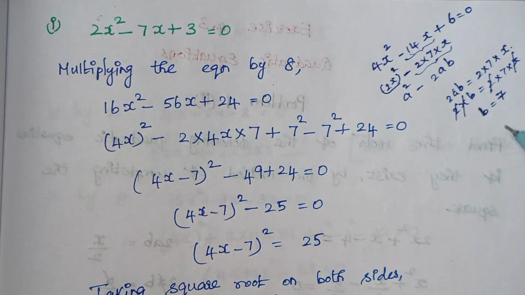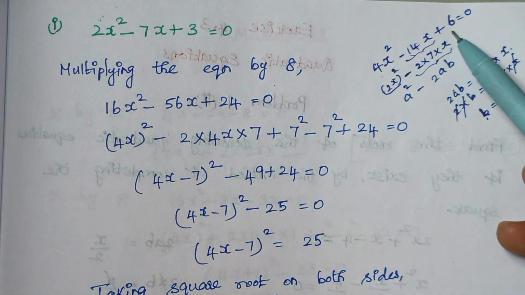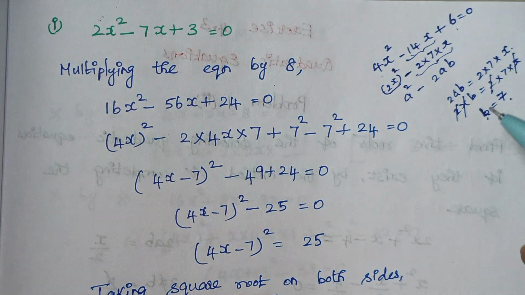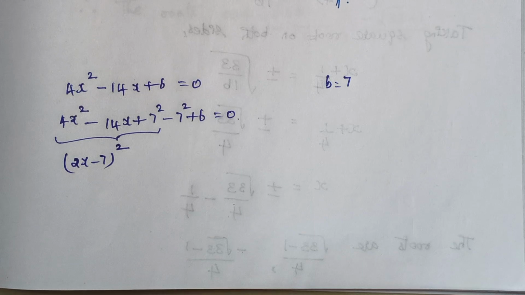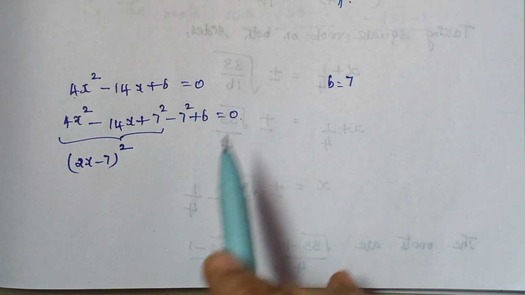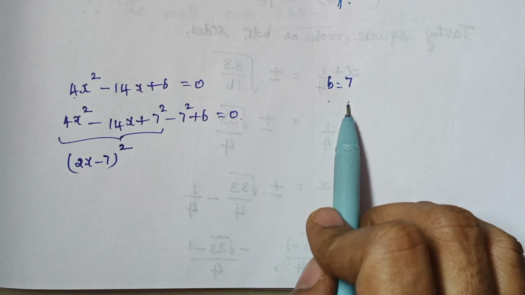Now, the value of b is calculated as 7. So, I am going to modify this equation in the form of a minus b the whole square. And now the value of b is 7. So this is the equation. Now, the value of b is 7. Okay, right? Just now we have calculated.